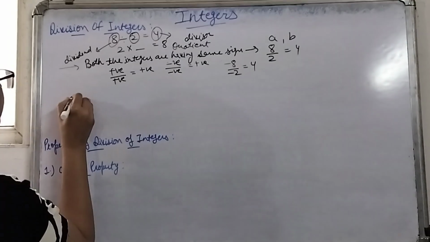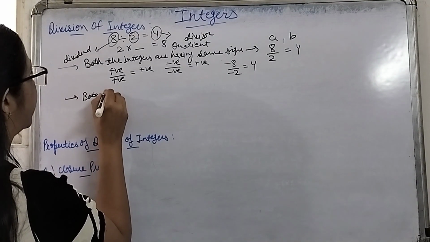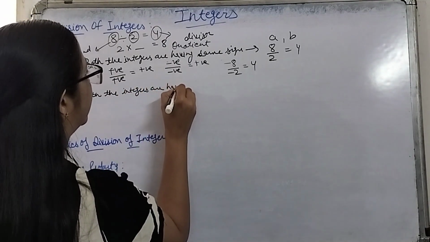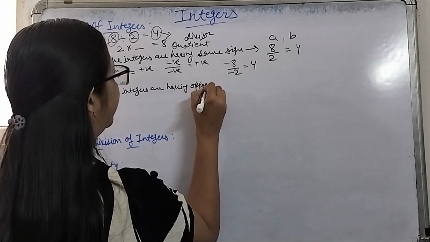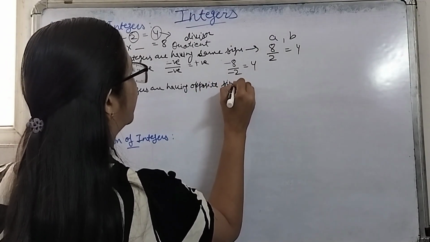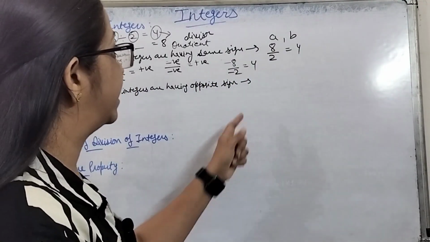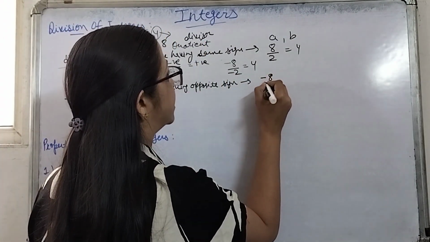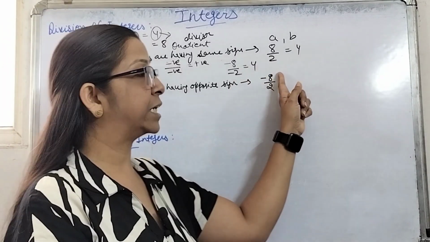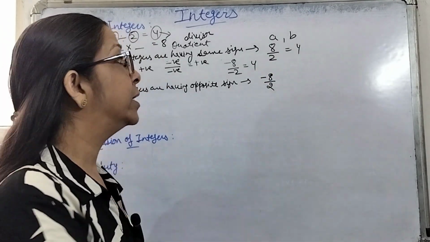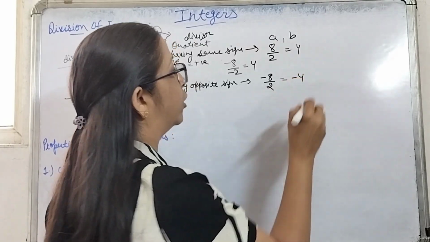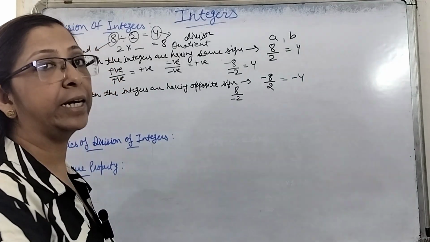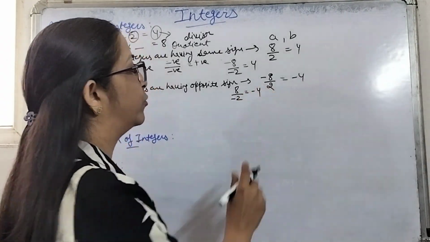Now the second condition is if we divide any two integers that have opposite signs, instead of the same sign. That means if the dividend and divisor are such that one is positive and the other is negative. Say we divide minus 8 by 2. Here the dividend is negative and the divisor is positive, so the quotient will be negative. And if the dividend is positive and the divisor is negative, then also the quotient will be negative.